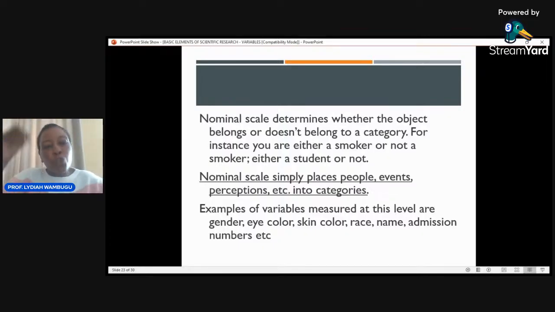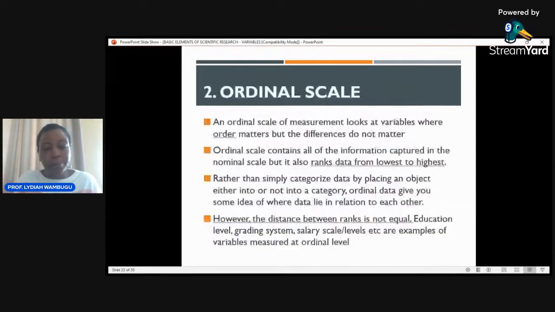So if you are male, you are male. If you are female, you are female. If your skin color is white, you are white. If it is brown, it is brown. You know, that is what the work of nominal is. And remember, any number you attach to it has no numerical value. It does not carry quantitative weight at all.